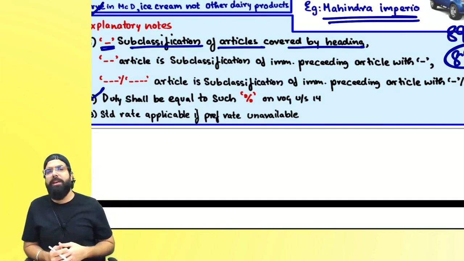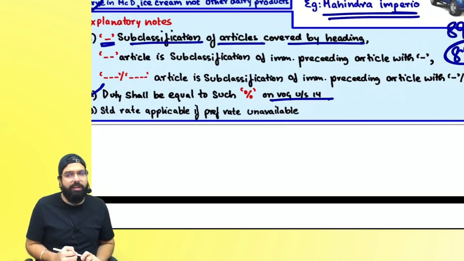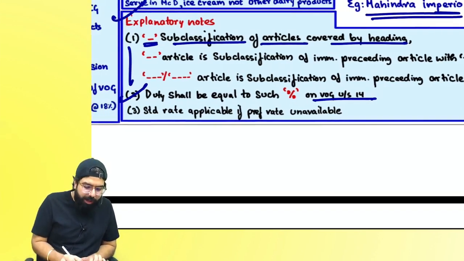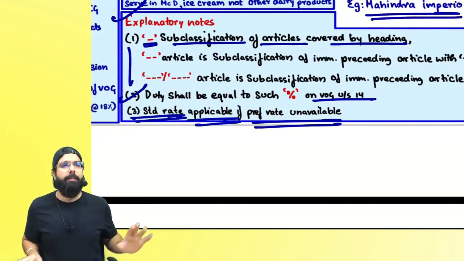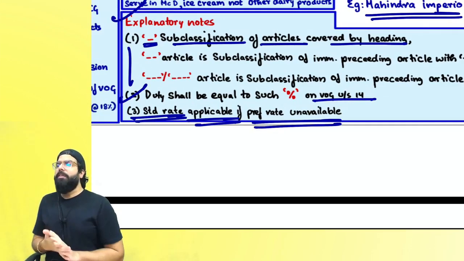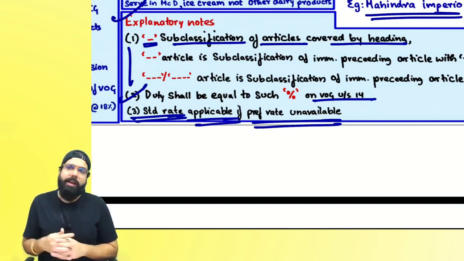Percentage, in the explanatory note they have gone ahead and explained. Percentage means the percentage of the value of the goods under section number 14, and then they have told that the standard rate will be applicable if the preferential rate is unavailable. Always remember, if the preferential rate is not available, then always the standard rate will be applicable.